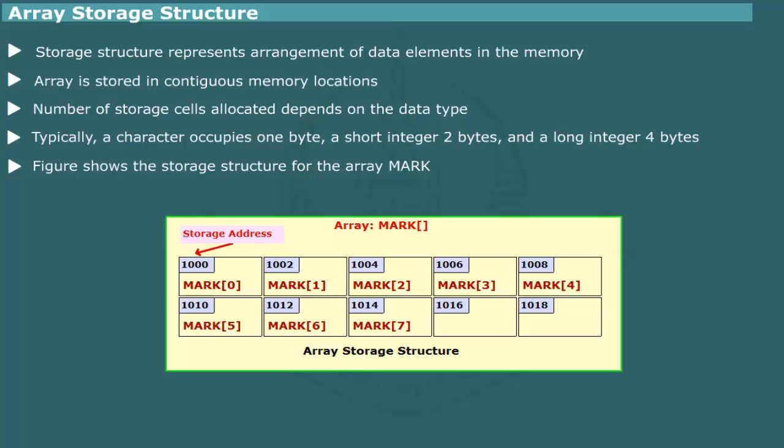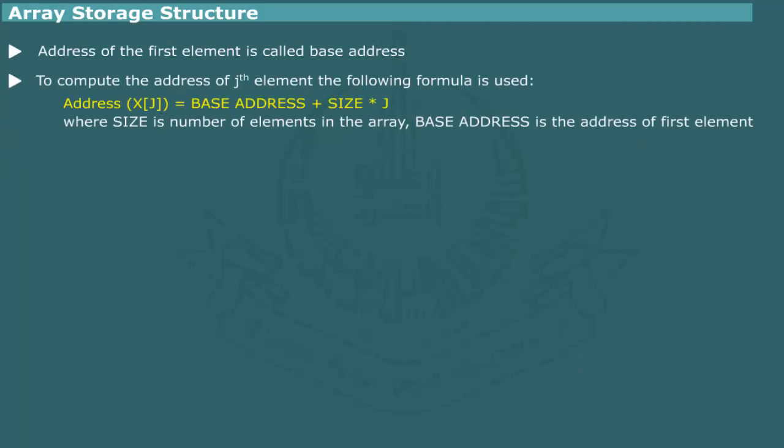The address of the first element is called the base address. In this example, the base address of array mark is 1000. By knowing the base address, we can easily compute the addresses of other elements by using the general formula, where address xj means storage address of the element xj, j being the index. Base address is the address of the first element x0 and size is the number of bytes allocated to an element.